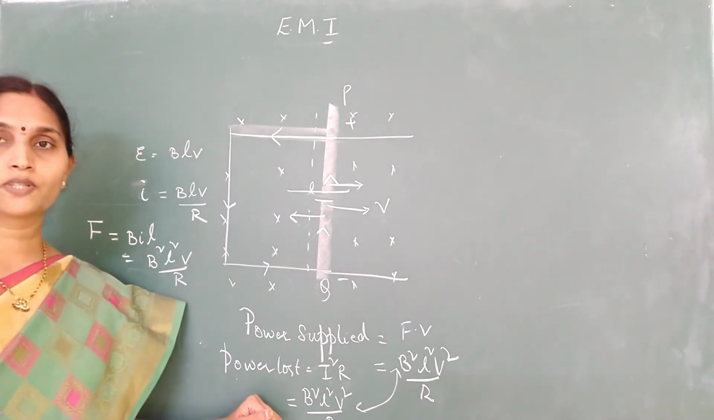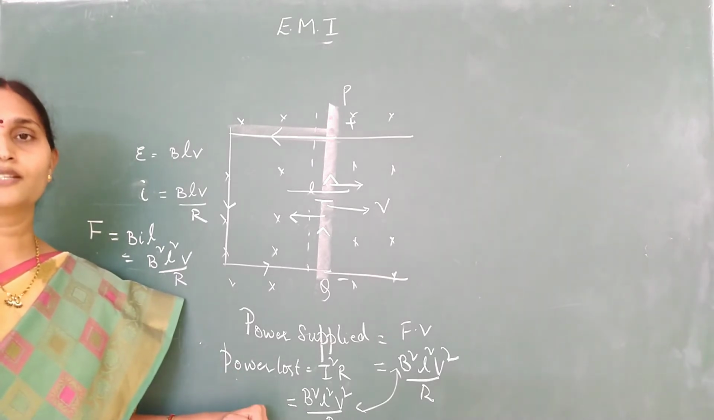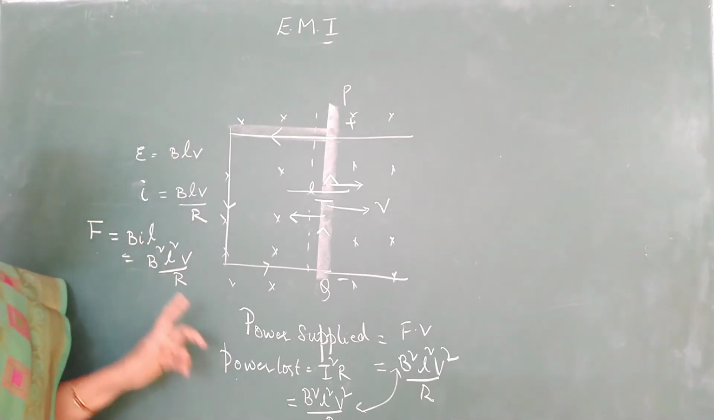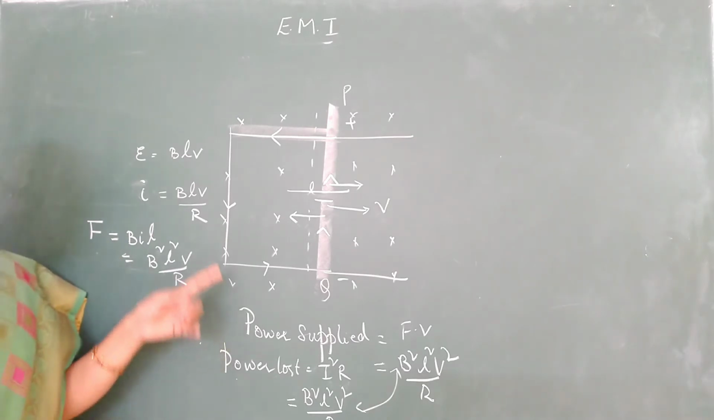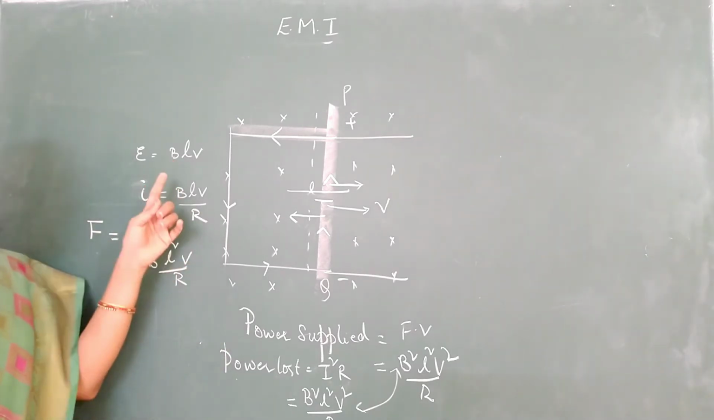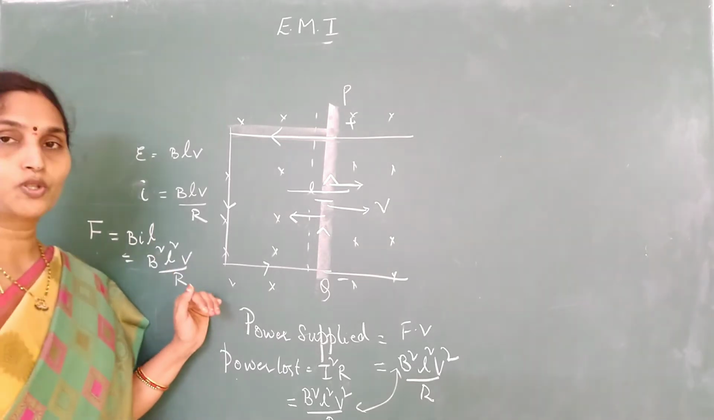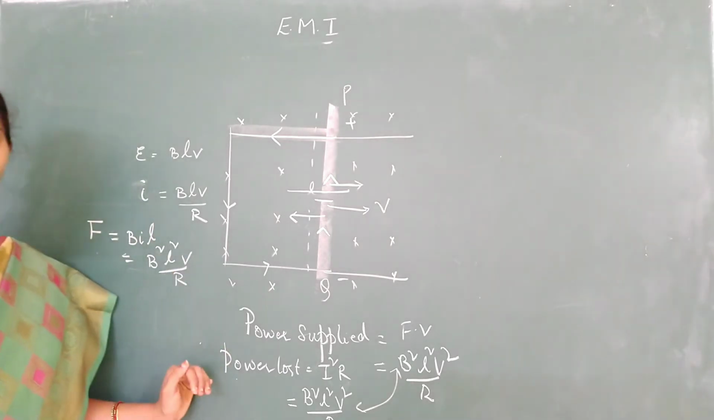So is it in accordance with the conservation of energy? It is in accordance with conservation of energy. So remember these formulas for calculating the magnetic force, power supplied or power dissipated, and then induced EMF and induced current. So related to motional EMF, let us look into some numericals.